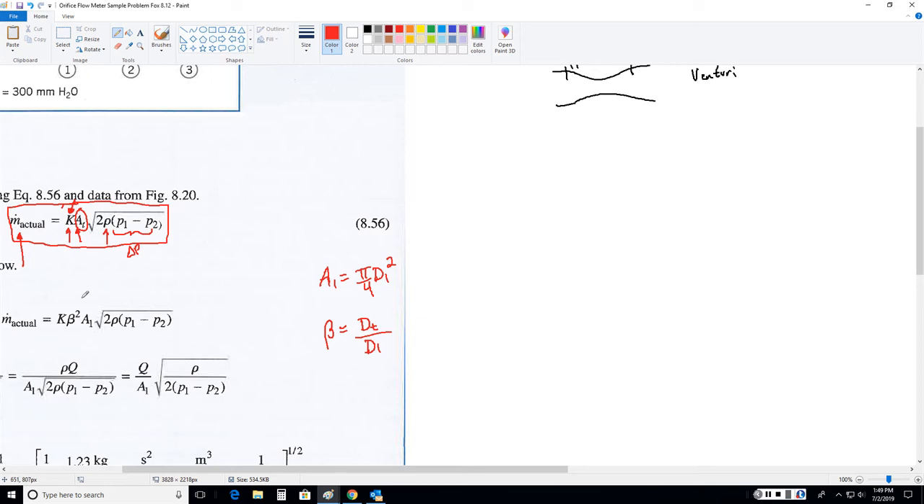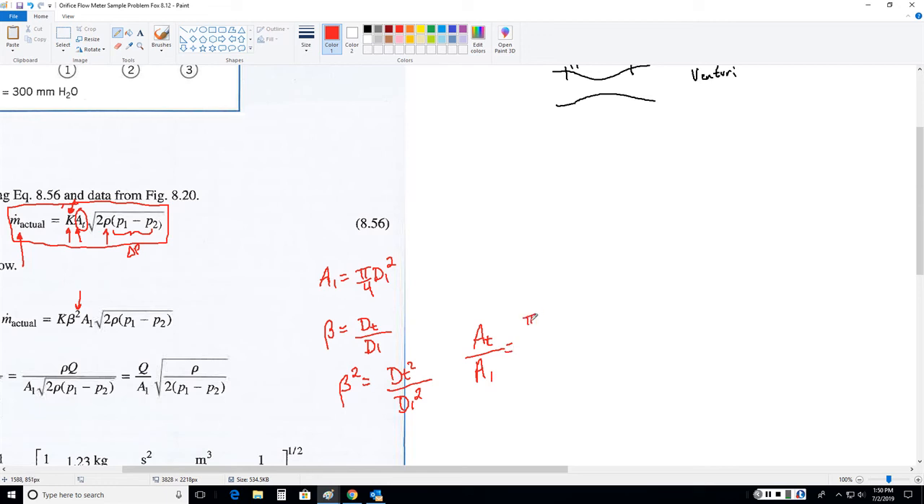What they do here is they give you beta squared. Well, why did they do that? Because area goes as d squared. So check out what happens here. If I do beta squared, this is equal to dt squared over d1 squared. But remember that if we have At, I'm sorry, and then we divide that by A1, check this out.